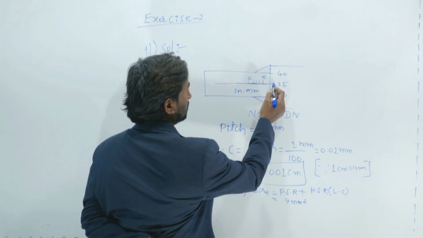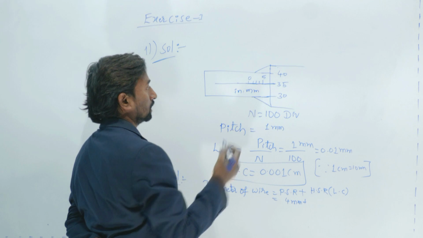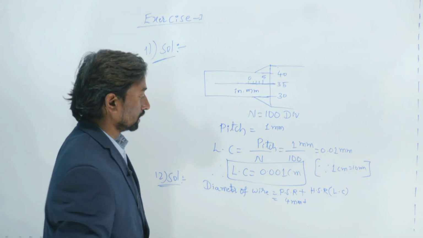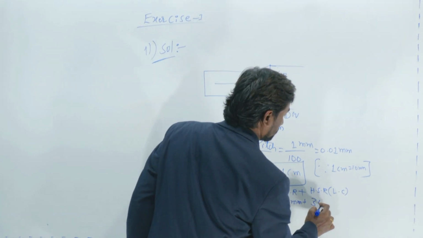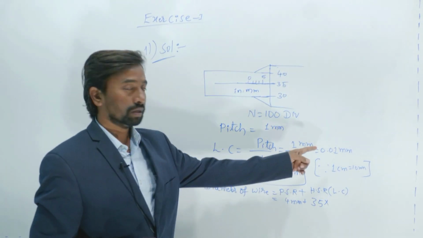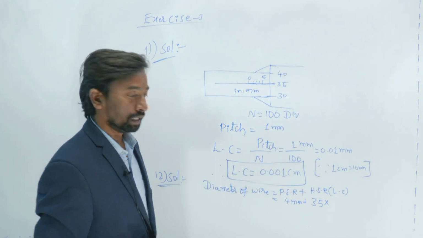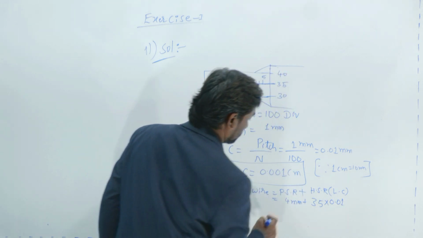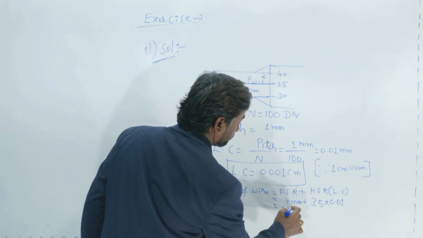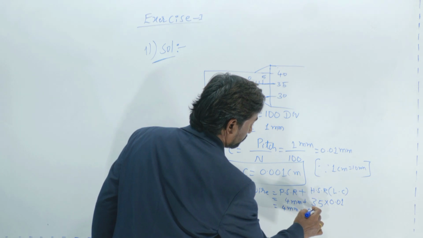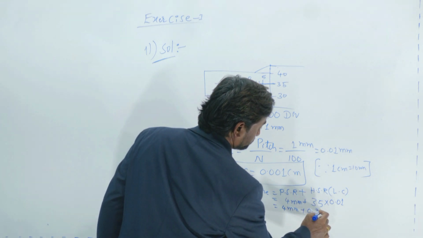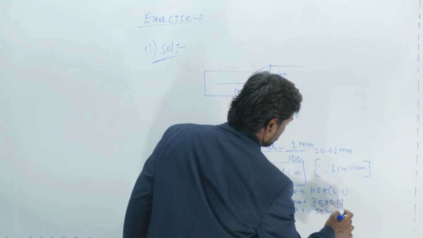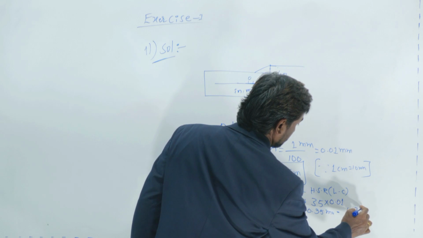The baseline is coinciding with which division of the circular scale? That is 35. So the HSR will be 35, and the least count we got is 0.01 millimeters. Simplifying, 4 mm plus 0.35 mm, we get 4.35 mm.